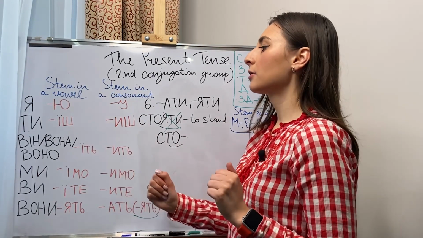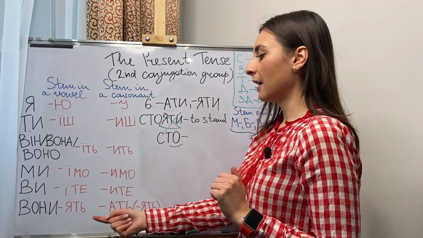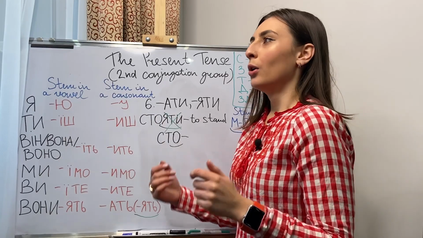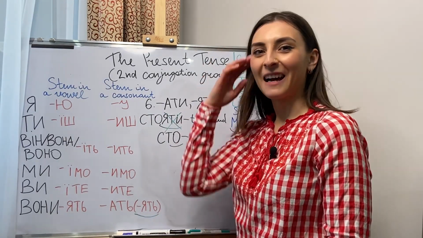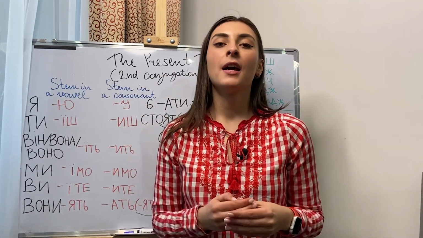Ти стоїш, він, вона, воно стоїть. Ми стоїмо, ви стоїте, вони стоять. Whew. Thank God, слава Богу. Nothing difficult about it. So guys, let's sum up.